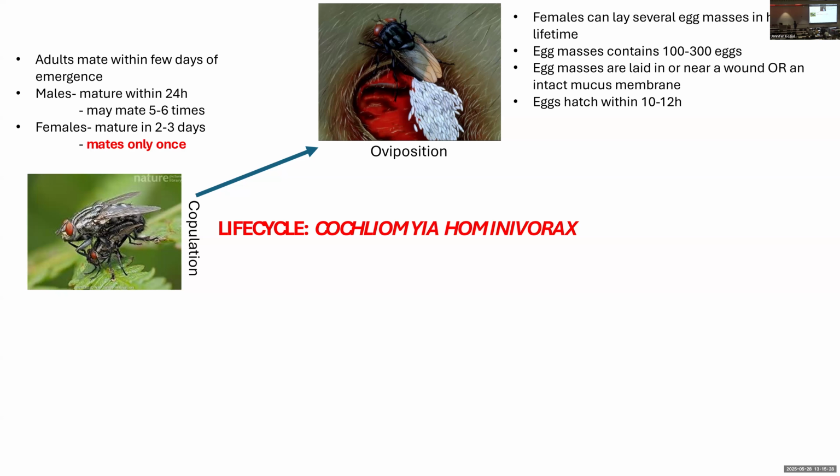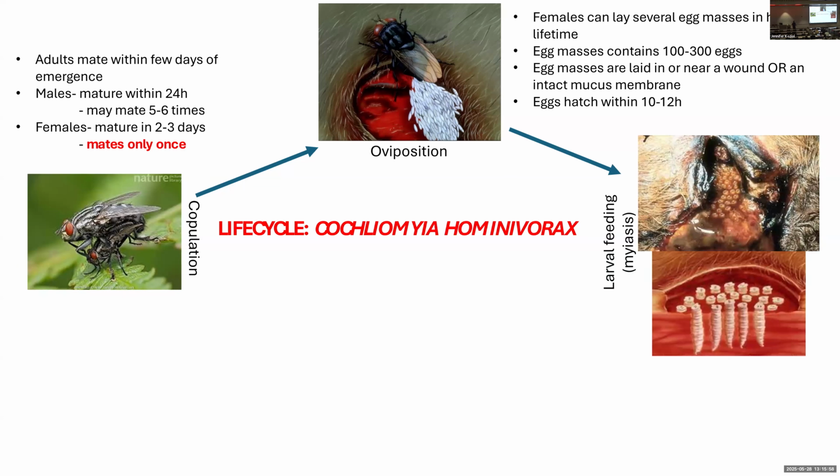Okay? Now, as I said, the eggs are laid in masses. Each mass could contain up to 300 eggs. Okay? So when they lay it, they could either lay the eggs right on top of a wound, or on intact skin right beside the wound. So they either lay right on the wound or beside the wound. And then these eggs would hatch within 12 hours. Once they hatch, they burrow into the wound, either into the skin around the wound or the wound itself.